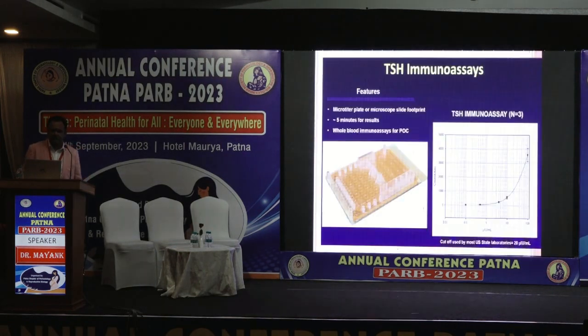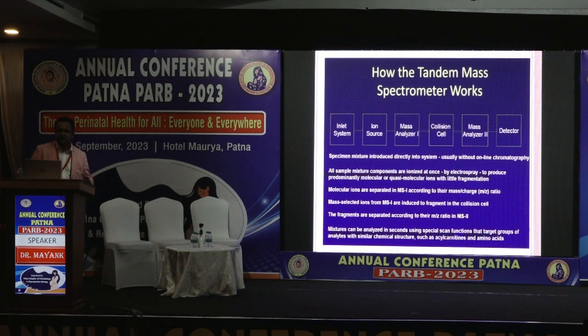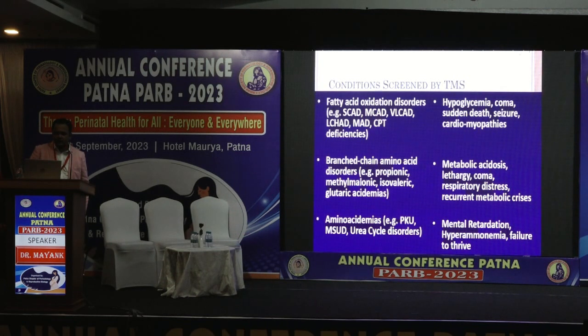Immunoassays generally, especially for thyroid. And then what is tandem mass spectrometry? This came in 1990, especially for analytes like acylcarnitine and amino acid profile. It is basically MS. There are 2 analyzers, mass analyzer 1 and 2. They separate the molecules on the basis of mass-to-charge ratio. Now, like fatty acid oxidation disorder, the newborn may present with hypoglycemia, coma.